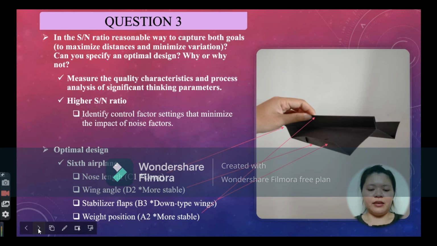Wing angle is at D2, which is stable compared to D1 and D3. Stabilizer flaps are at B3, or wings that are down type, indicated stable, and weight position is at A2, more stable compared to A1 and A3. This has shown that an airplane that has a long nose length and is in stable positions makes it possible for the aircraft to fly a long distance as well as a long fall time.